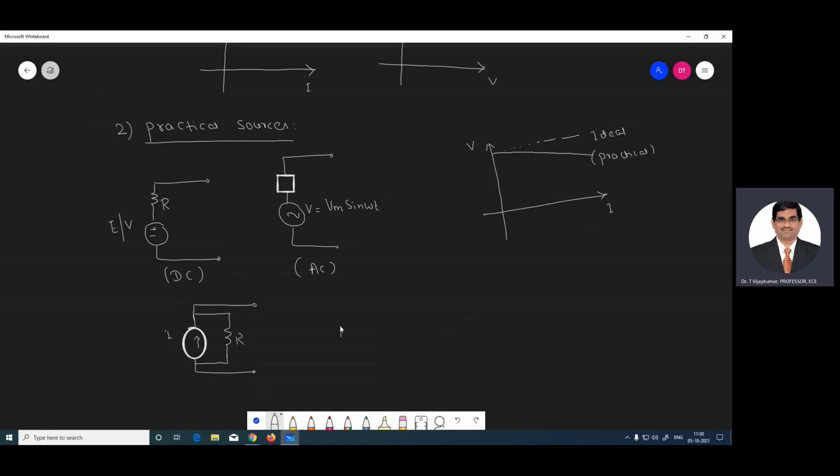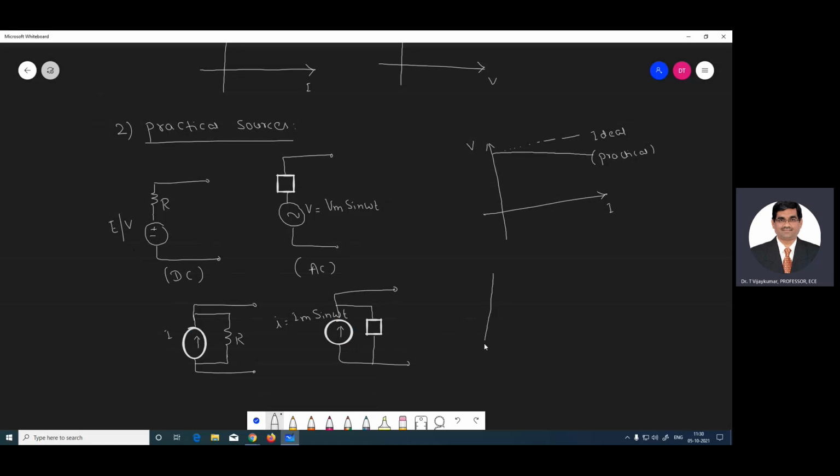For the AC circuits, we can represent it like this. This is the current source, and you have to write impedance in parallel with the current source, and this is I. This I is equal to Im sine omega t.